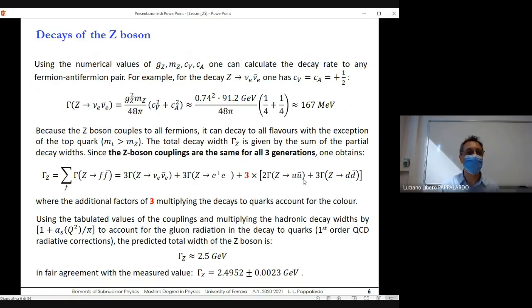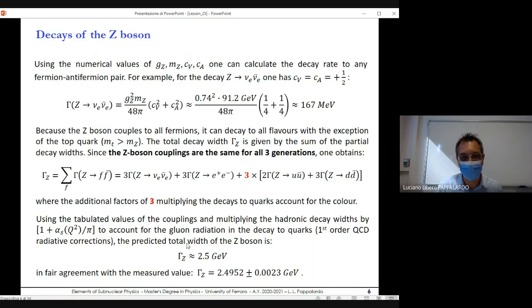So in order to get a more precise prediction for the decay width of the Z, one has to take into account also the possibility that quarks radiate gluons. So one can put here a correction of first order, including the emission of one single gluon, okay? And it is already accurate enough. Of course, you can expand this to many more orders, but if you limit yourself to the first order correction, then you are essentially done with your prediction.